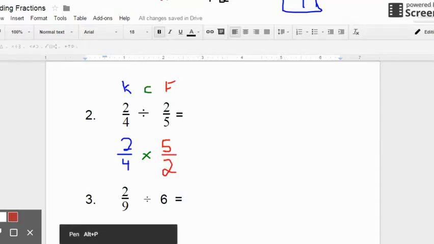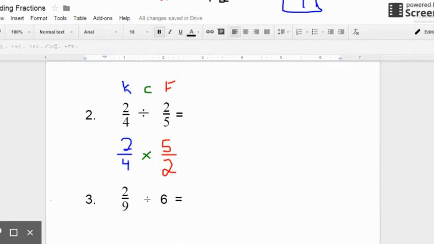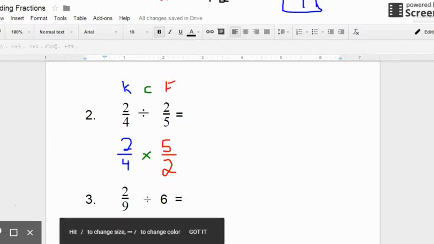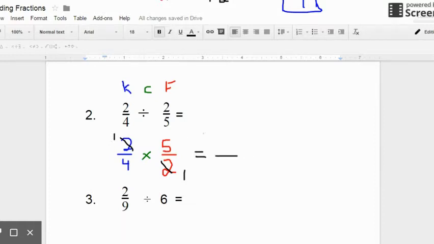Now I'm going to use method 2 this time, because if you look at these 2's, these 2's are across from each other. They can cancel each other out because they both can be divided by 2. 2 divided by 2 is 1. 2 divided by 2 is 1. And then I'm going to follow the rules of multiplication and multiply across. 1 times 5 is 5. 4 times 1 is 4.